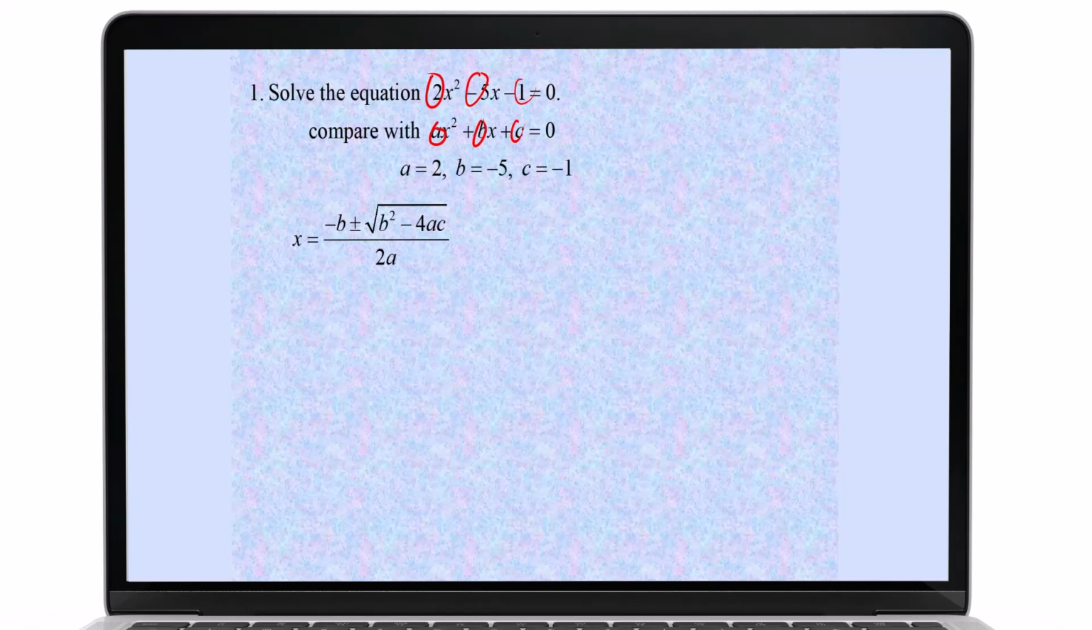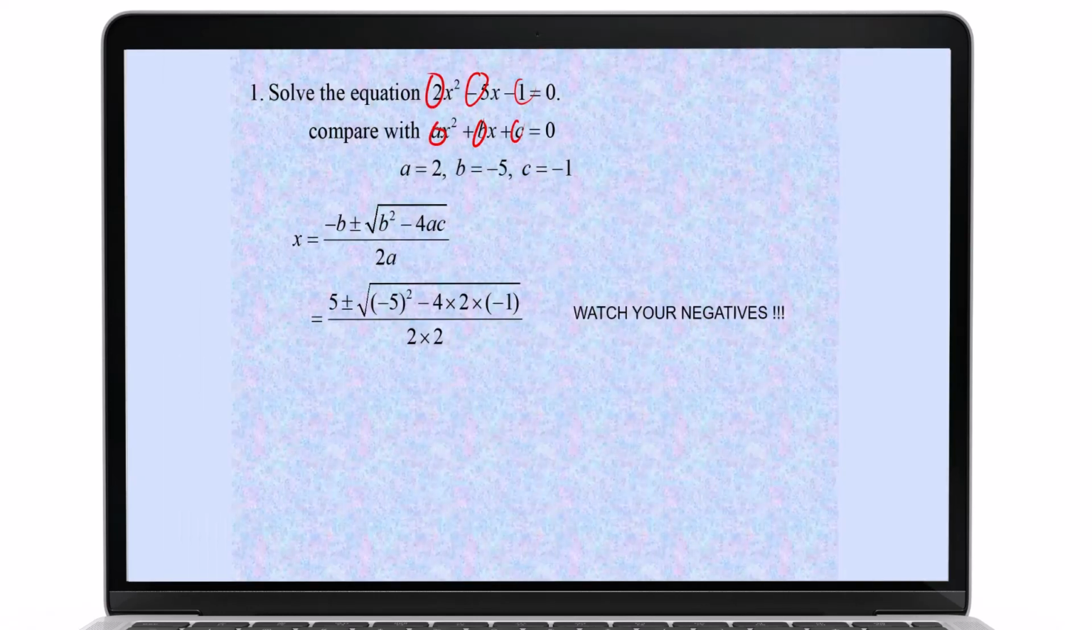Where we have b, a, and c, we substitute. So substitute very well and make sure you watch the negatives. They can mess your workings. So make sure you're careful when you're substituting, and when you substitute and solve everything that is inside the bracket there under the square root sign, you get 25 plus 8, and this will give 5 plus the square root of 33, everything divided by 4.